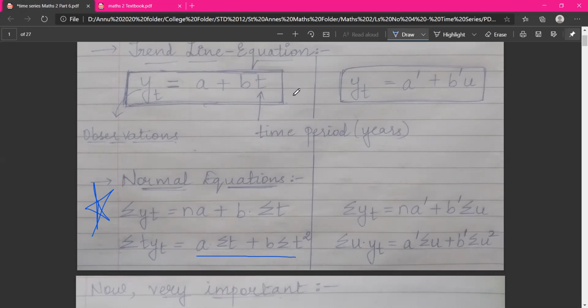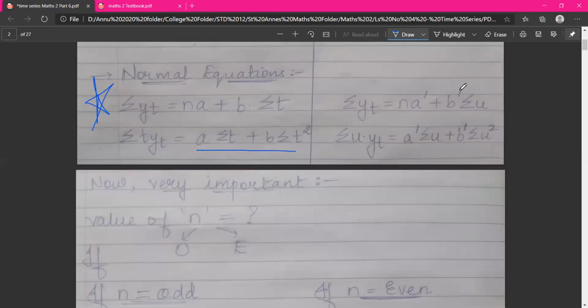So now here comes the twist. How are we going to make this particular method easy? As you can see on the right hand side, what have I written? Instead of this t, I am replacing t with u. Okay? So now your formula becomes yt, and as t has become u, तो थोड़े constants में भी changes आ जाएंगे. So a will become a dash and b will become b dash. So what is our new trend line equation when we have changed t into u? Yt is equal to a dash plus b dash into u.